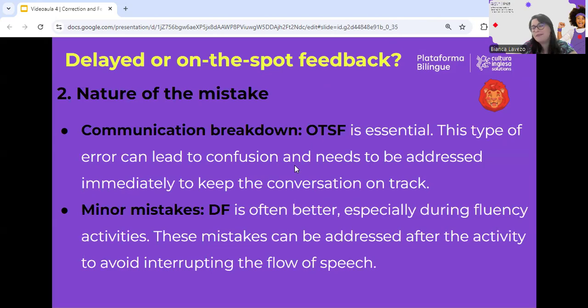Now, if it's just a minor mistake, maybe delayed feedback will work better, right? Because again, you avoid interrupting the flow of communication, the flow of speech that they have. So it's very important that you understand that. If it's just a minor thing, then delayed feedback usually works better.